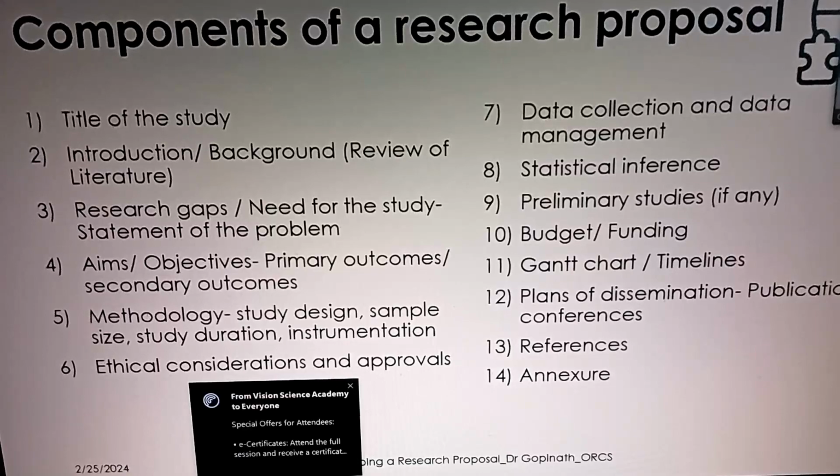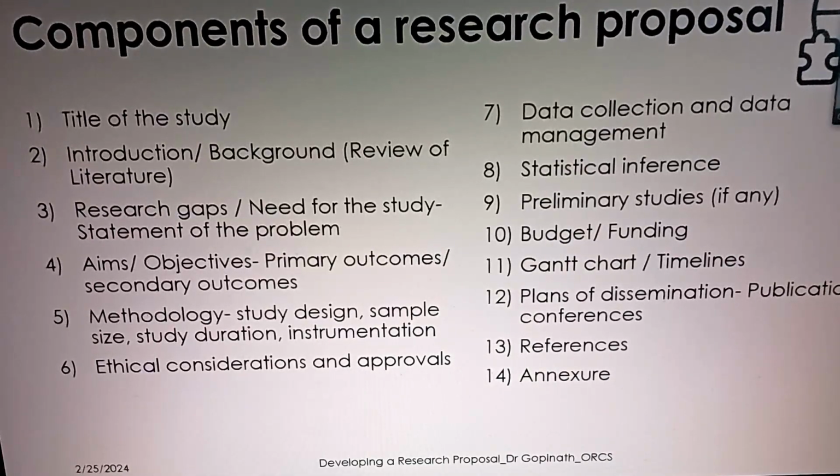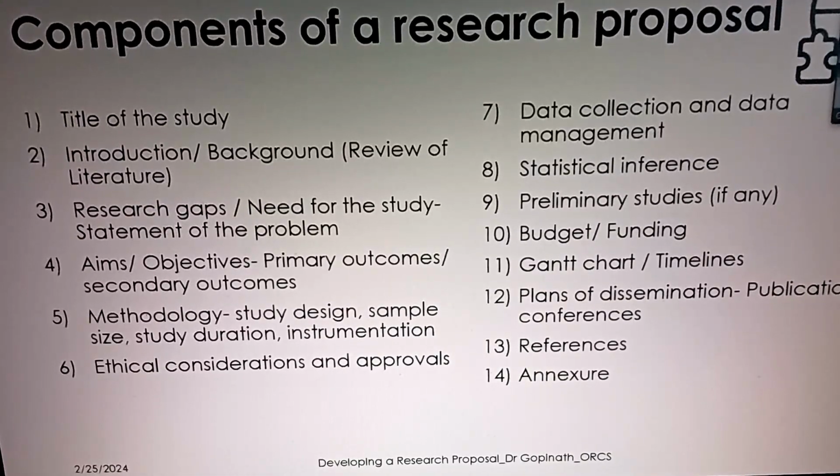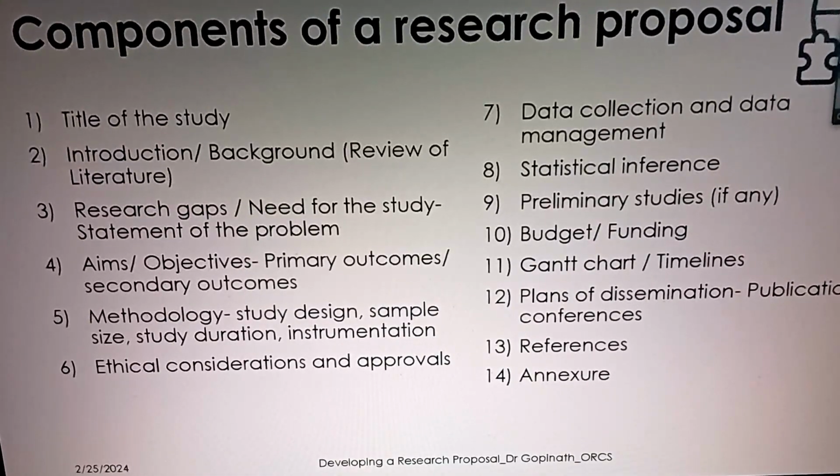So coming to the key aspect of today's talk, that is the components of a research proposal. There are 14 components. Some of them may not be really required for your proposal. Say it may not have a preliminary study, it may not have budgeting, and you need not explicitly express how you are going to disseminate.